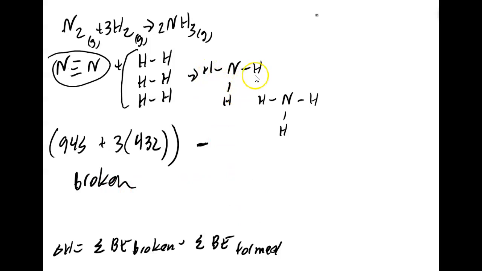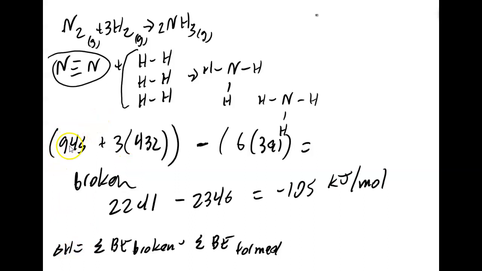And there's only one type of bond formed. It's an NH single bond, and there's 6 of them. So I say, okay, minus 6 times, maybe I should have used brackets instead of 2 sets of parentheses, but that's all right. 6 times, and an NH single bond is 391. From 945 plus 3 times 432, I got 2241, positive, bonds broken. 6 times 391, but with the negative distributed, I got negative 2346. Those are the bonds that are formed.